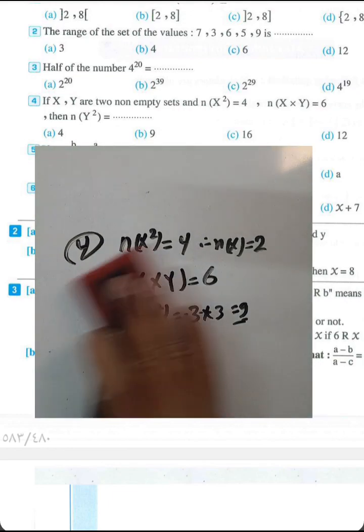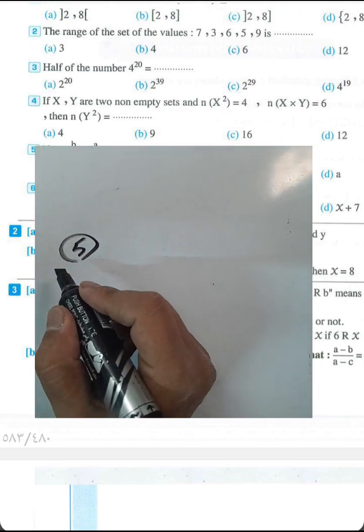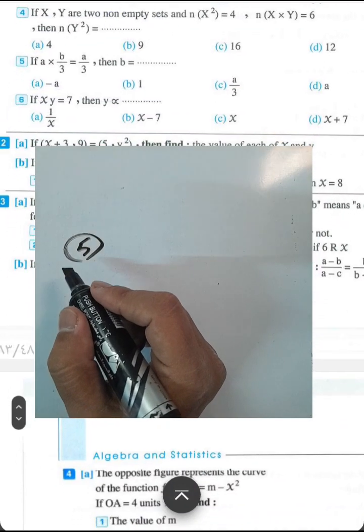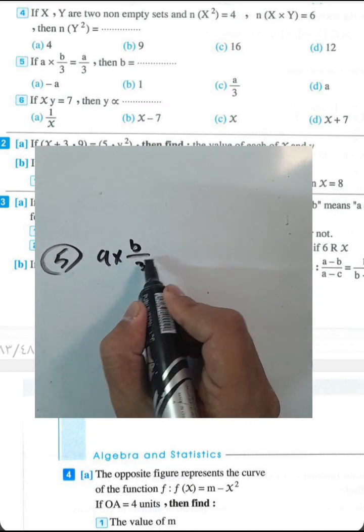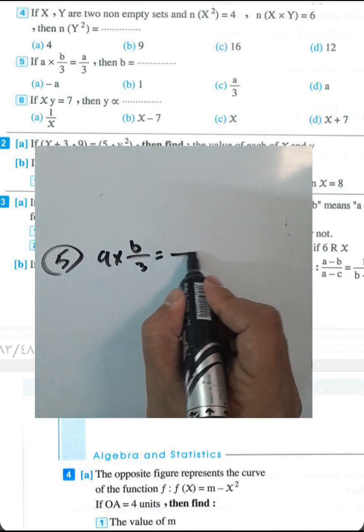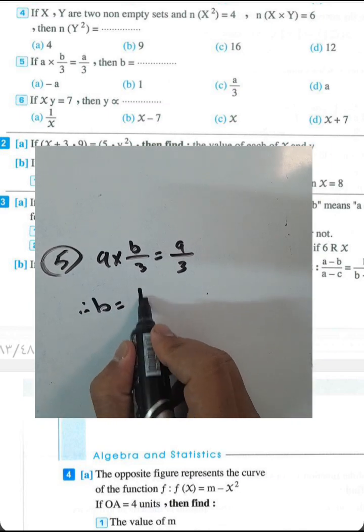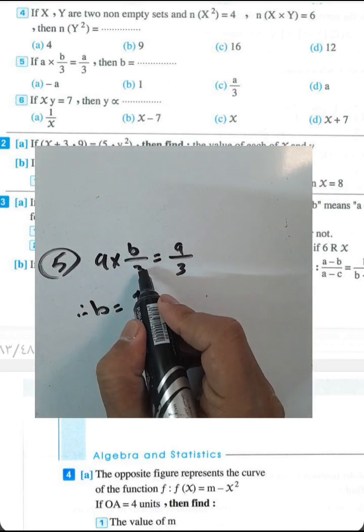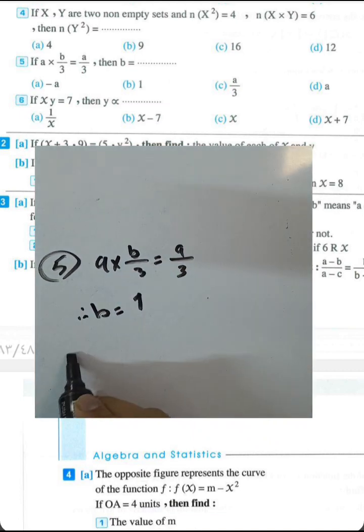Okay, question number 5. If A product B over 3 equals E over 3, then B equals 1, because 1 over 3 times A will be E over 3, putting B here equal 1.